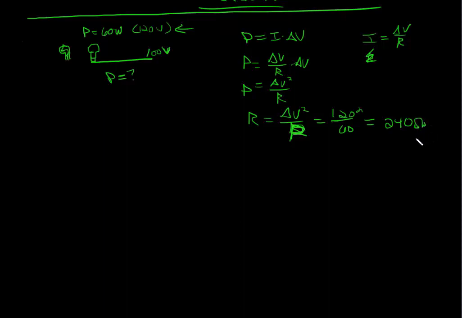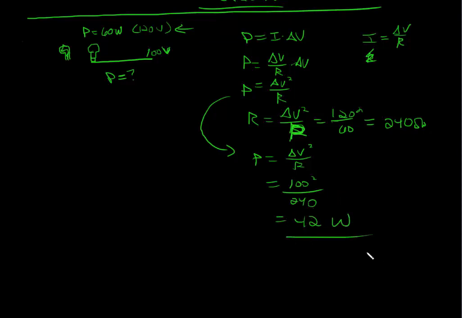That's the resistance. And now we can use the same equation, except now we'll use it for 100 volts. So the power is going to be the potential difference squared over the resistance. The potential difference is 100 volts squared divided by the resistance, 240. And we get a power output of 42 watts. And that makes sense. We reduce the potential difference, so the power should decrease. And it does. We get less light, right? Instead of being like this, it's like that.